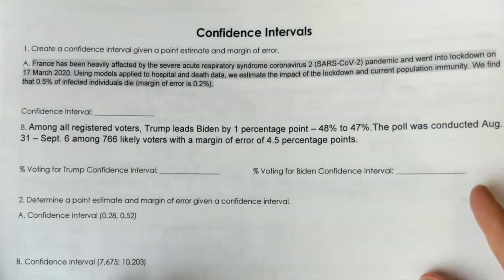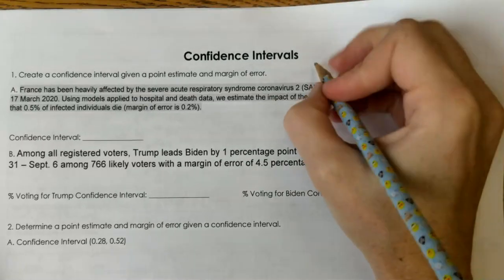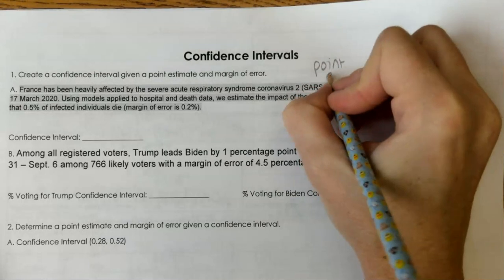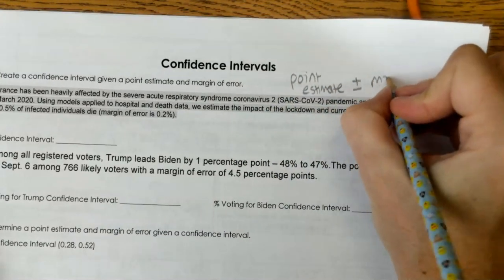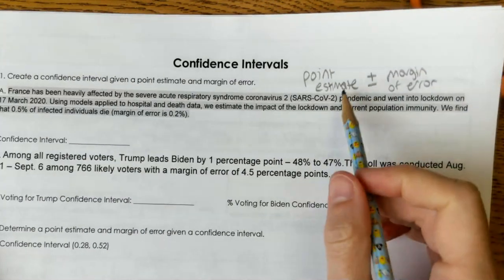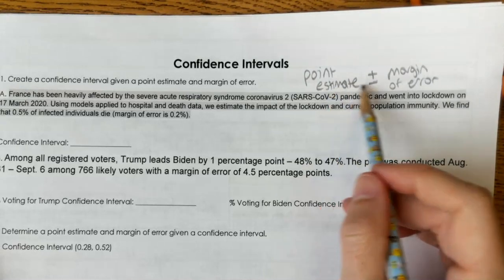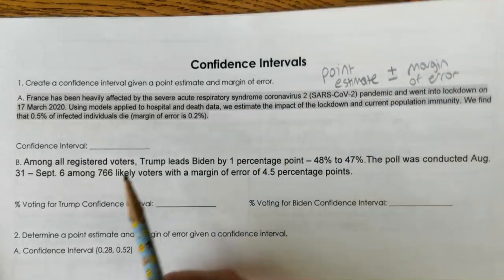All right, confidence intervals. So you need to know how to create a confidence interval given a point estimate and a margin of error. Remember your confidence interval formula is point estimate plus or minus the margin of error. So your point estimate is right in the middle of the interval, and then you add and subtract the margin of error to get your lower bound and your upper bound.